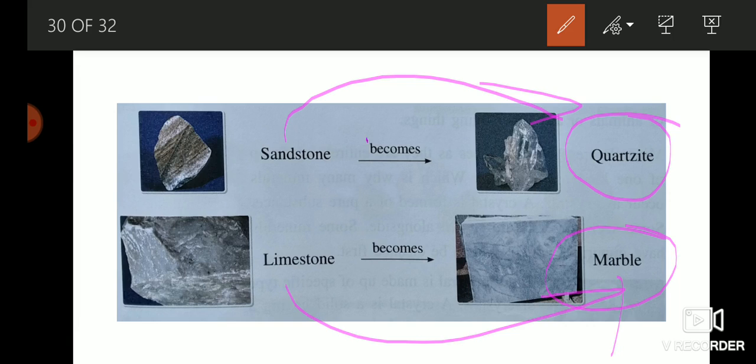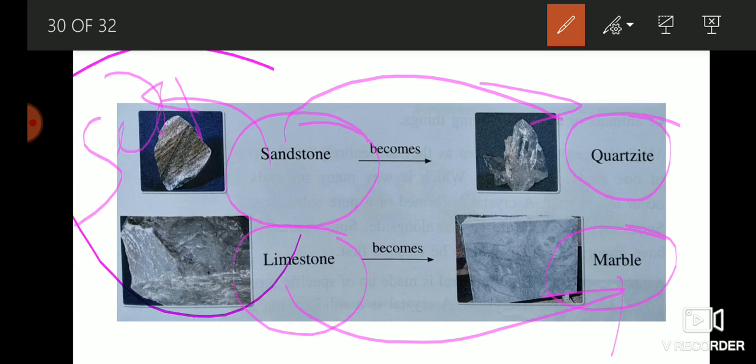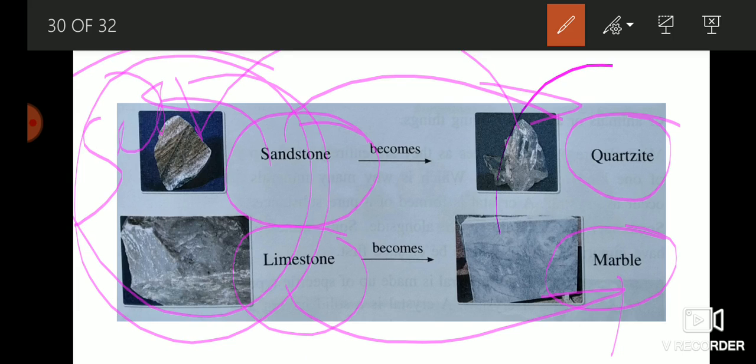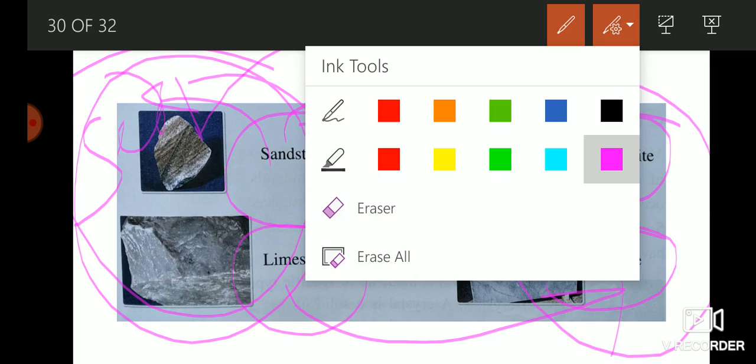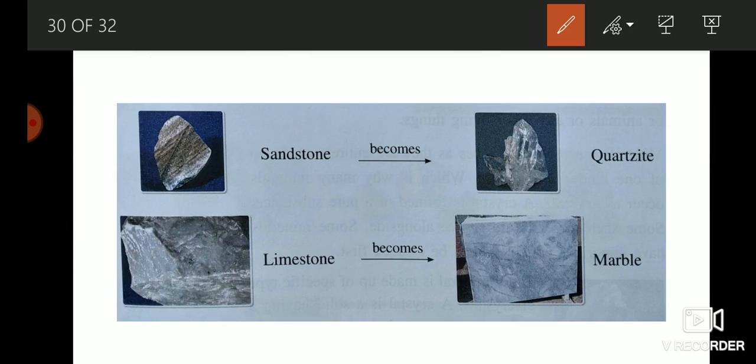And you know that sandstone and limestone are examples of which type of rock? They are examples of sedimentary rocks. So the sedimentary rocks are converted into this metamorphic rock. Okay, I think you have understood.